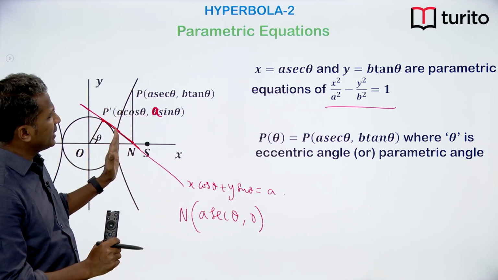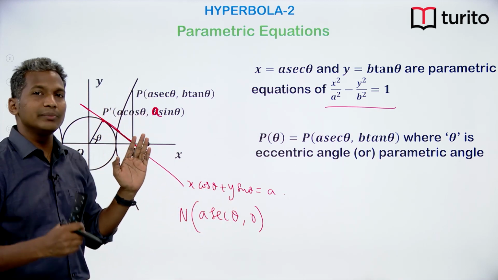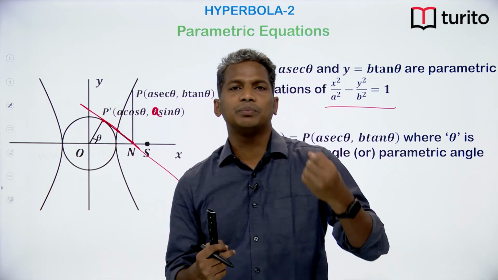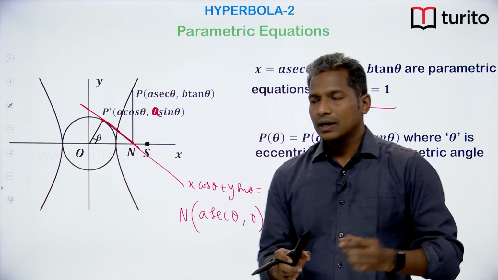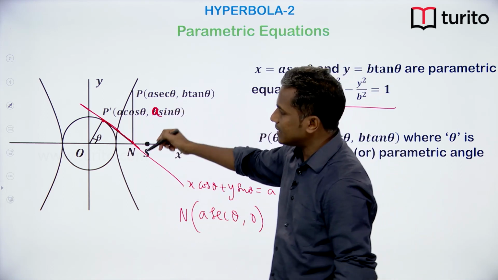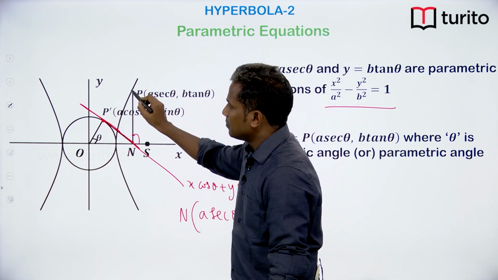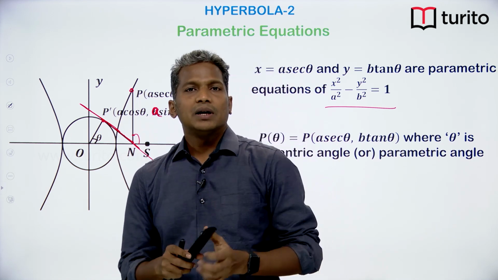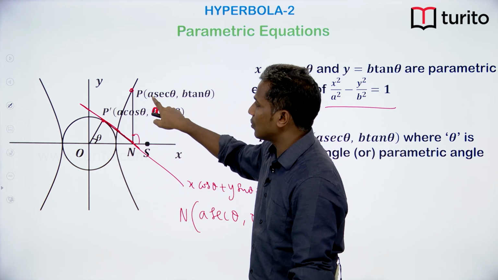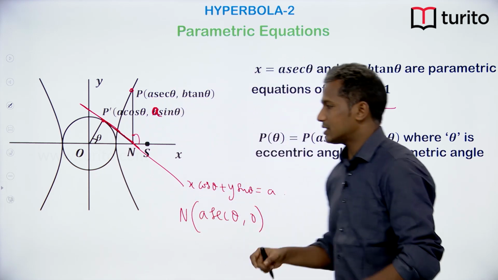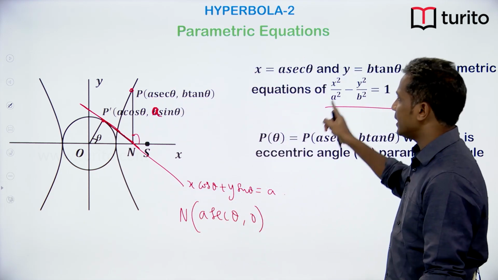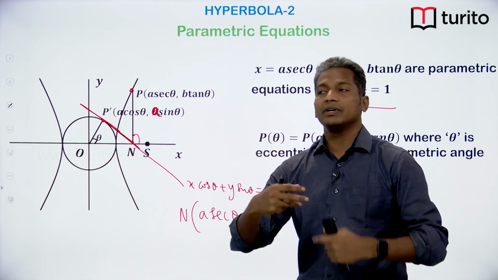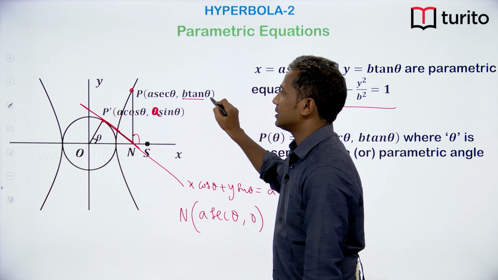Now, from N if I draw the ordinate, what is the meaning of ordinate? A perpendicular drawn to the x axis from any point anywhere. So, here if I complete that ordinate, P is the point where this ordinate cuts the curve. If I am interested in finding the coordinates of P, I just have to substitute a sec theta in the equation and derive y. By this method we can get y to be b tan theta.